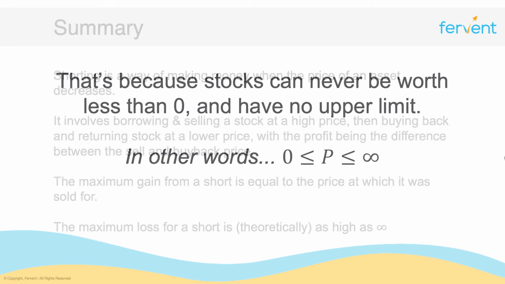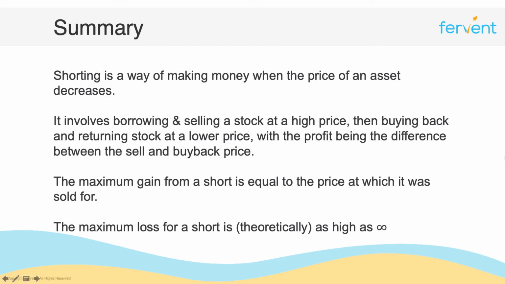Alright, in summary then, we learned that shorting is a way of making money when the price of an asset decreases. It involves borrowing and selling a stock at a high price and then buying it back and returning the stock at a lower price, with the profit being the difference between the sell and the buyback price. Importantly, the maximum you can gain from a short is the price at which it was sold for, but the maximum loss for a short is, at least theoretically, as high as infinity.